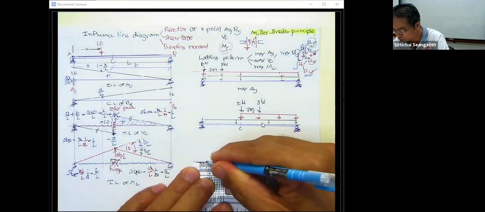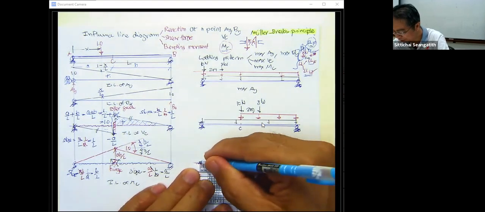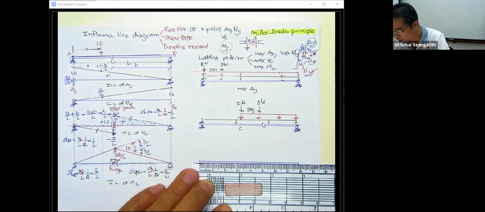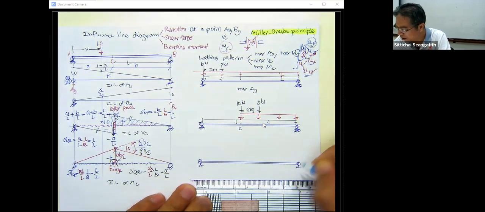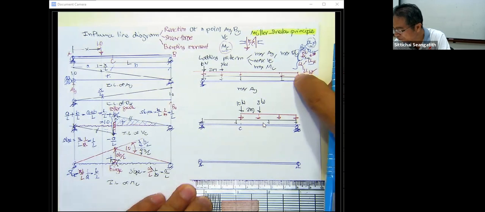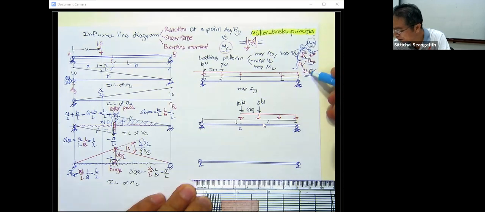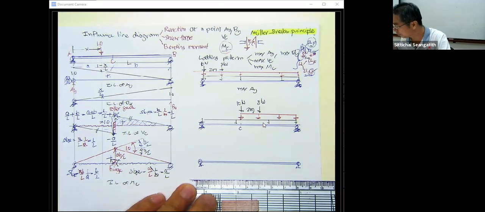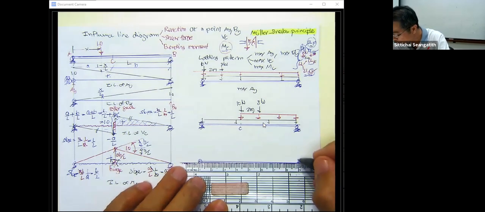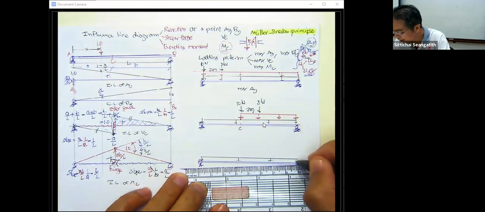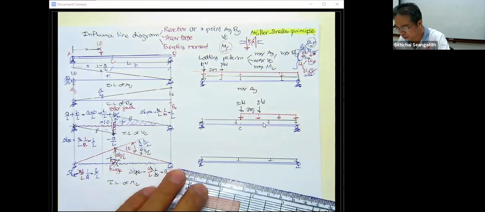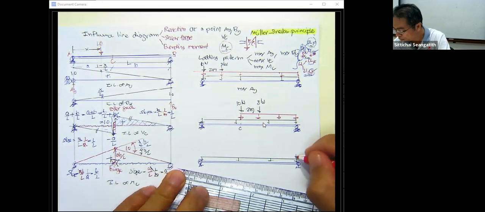Now we move to the M sub C. For the M sub C, again, what we have is positive. That means for this beam, both the live load that is uniformly distributed load, and the dead load that is uniformly distributed load, are going to be the same. It's going to cover the whole length of this beam. And why? Because it's always positive.